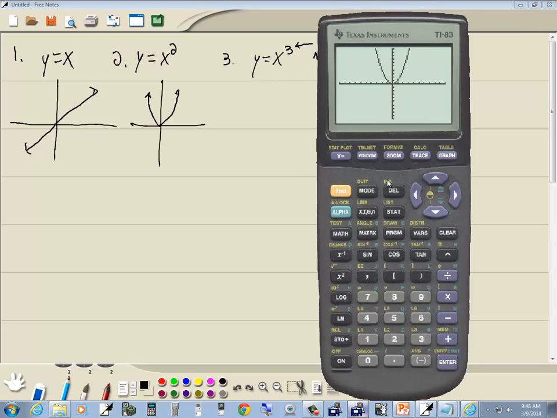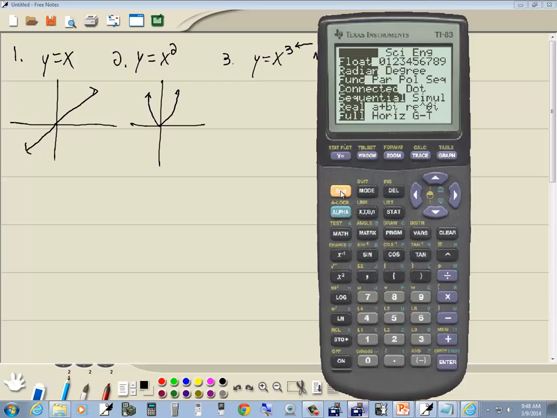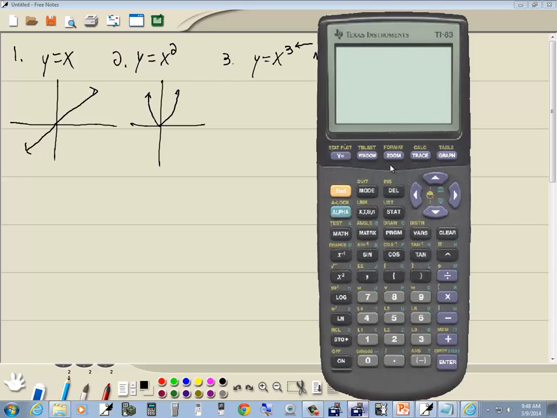I'm going to press my y equals. You can freely go back and forth between y equals and graph, and how to exit out of anything is second mode. So if you ever get anything you don't know what you're into, do second mode, exit out. But anyway, I'll go back to y equals.